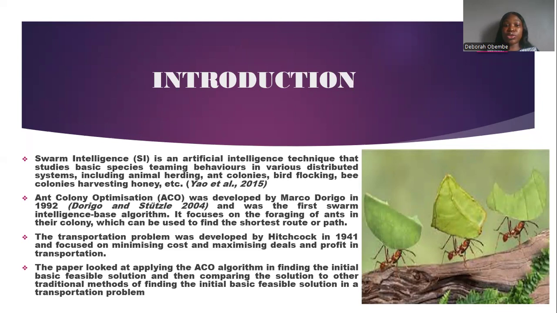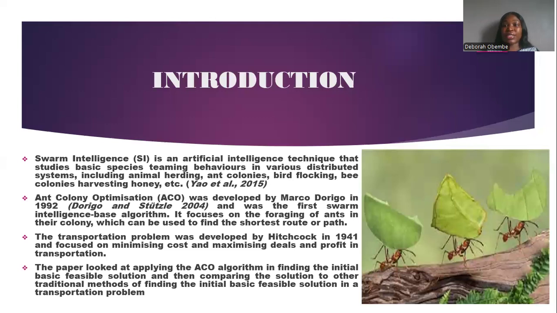And one of the major swarm intelligence techniques that we focused on in this paper is ant colony optimization. Ant colony optimization was developed by Marco Dorigo in 1992, and it was the first swarm intelligence-based algorithm. It focuses on the foraging of ants in their colony. What this means is that it looks at the way ants move from their nest to their food source in search of food, the way they behave when searching for food.